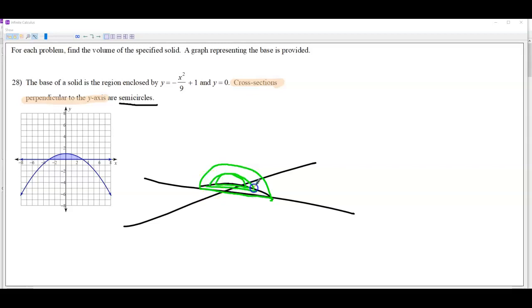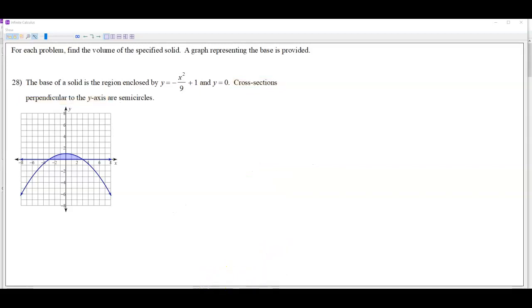So we're going perpendicular to the y-axis. Now, when you're going perpendicular to the y-axis, you are going to be doing things in terms of y. So I need to change this equation so that instead of being y equals an equation with x in it, I need to change it to x equals an equation with y in it. So we have to get x by itself. Okay, so let's go ahead and do that really quick.